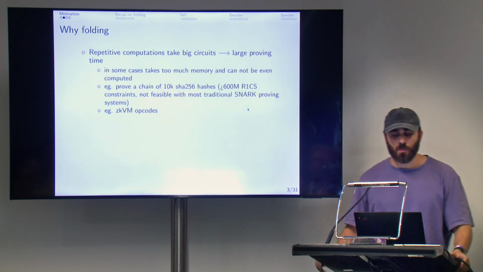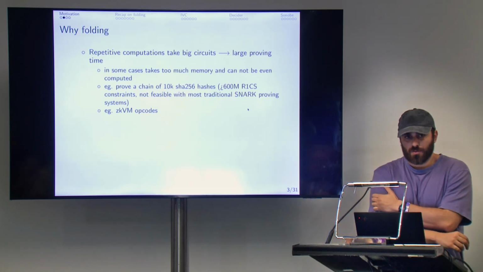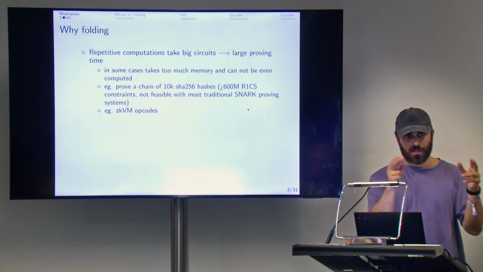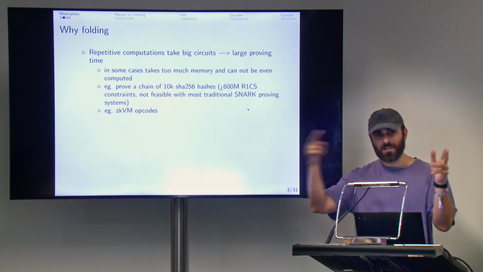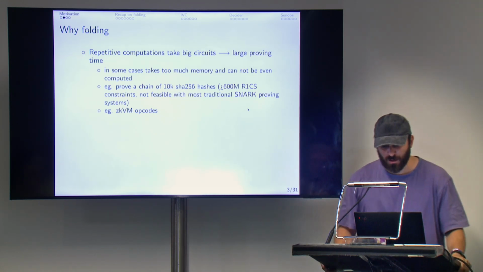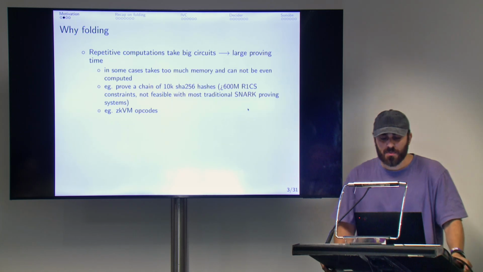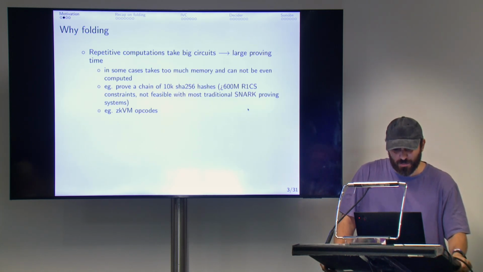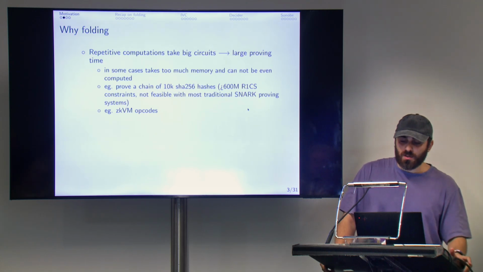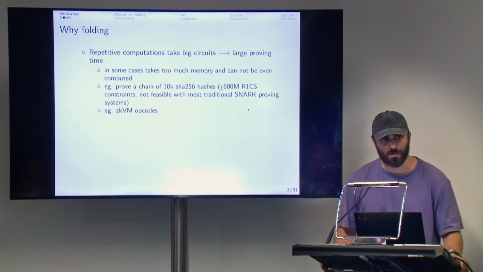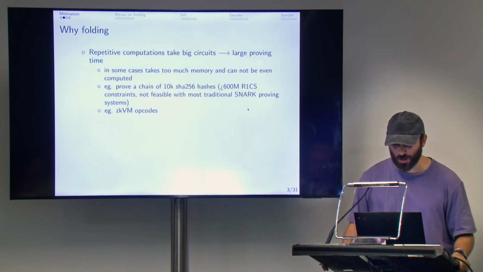For example, if you want to prove a hash chain of 100,000 SHA-256 hashes, I hash this input, and then the output I hash it again, and the output I hash it again, and so on, 100K iterations of this. This ends up taking too many constraints in the R1CS example. And with most traditional SNARKs, if this grows enough, it takes too many constraints, and it's not feasible in those cases.